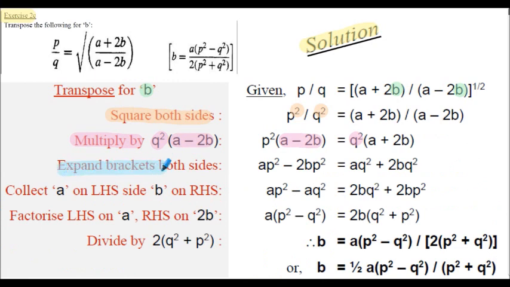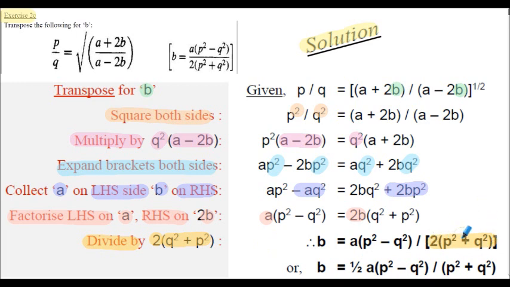Then we expand the brackets on both sides, so expanding on p squared on the left-hand side, expanding on q squared on the right-hand side. Now we collect the a terms on the left-hand side and the b terms on the right-hand side. So I've subtracted the aq squared term from both sides and I've added the 2bp squared term to both sides. Now factorise the left-hand side on a and the right-hand side on 2b, shown here and here, and finally divide throughout by 2 multiplied by, in the bracket, q squared plus p squared, shown here.